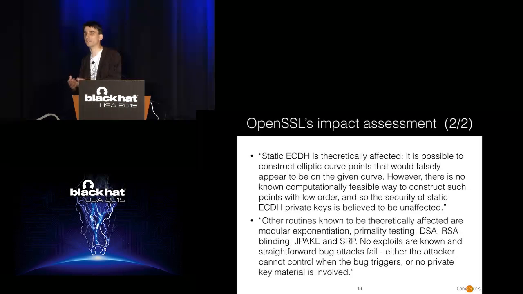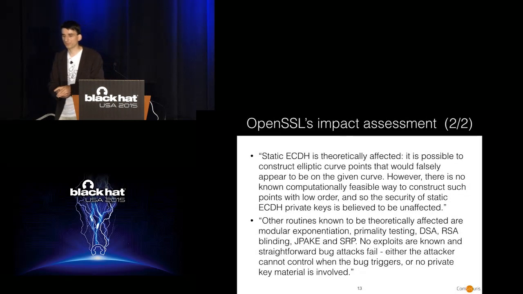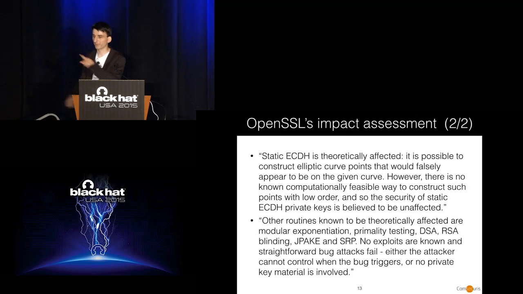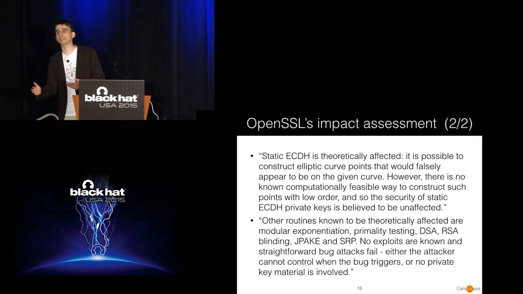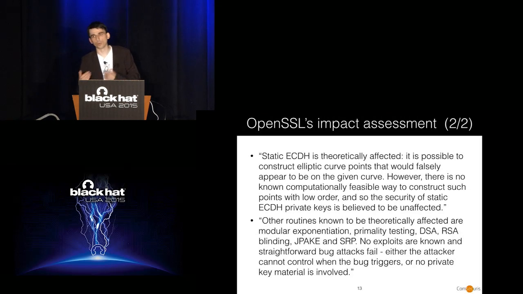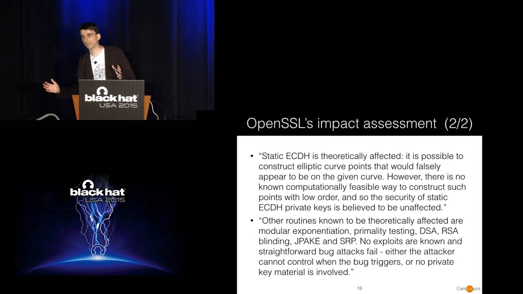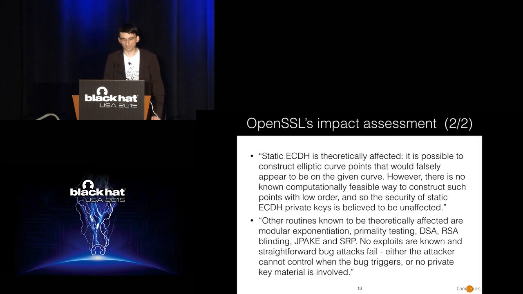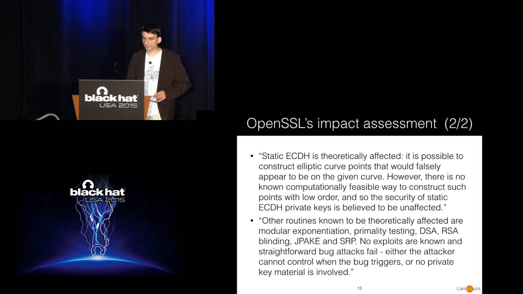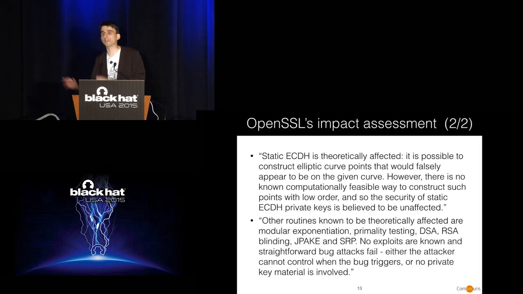So the point validation routine for elliptic curves uses the BN square routine through various other routines. And hence you can construct a point that is not on the curve, and that's a bad thing because you might be able to construct a point that is of low order. And then you can do all kinds of attacks, but it's not known how to construct these off-curve points at the moment. And all other things are theoretically affected, but there's no exploit known.